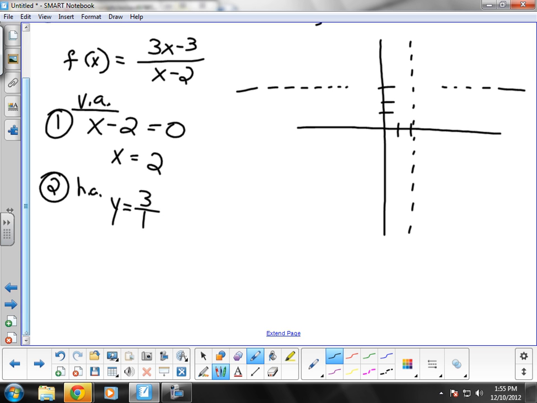Now there's some other things that we haven't talked about yet. We can find x-intercepts and y-intercepts, right? Do we not have a method for finding x-intercepts and y-intercepts? Plug in zeros, that's right. When I want an x-intercept, I plug in a 0 for y. And when I want a y-intercept, I plug a 0 in for x.